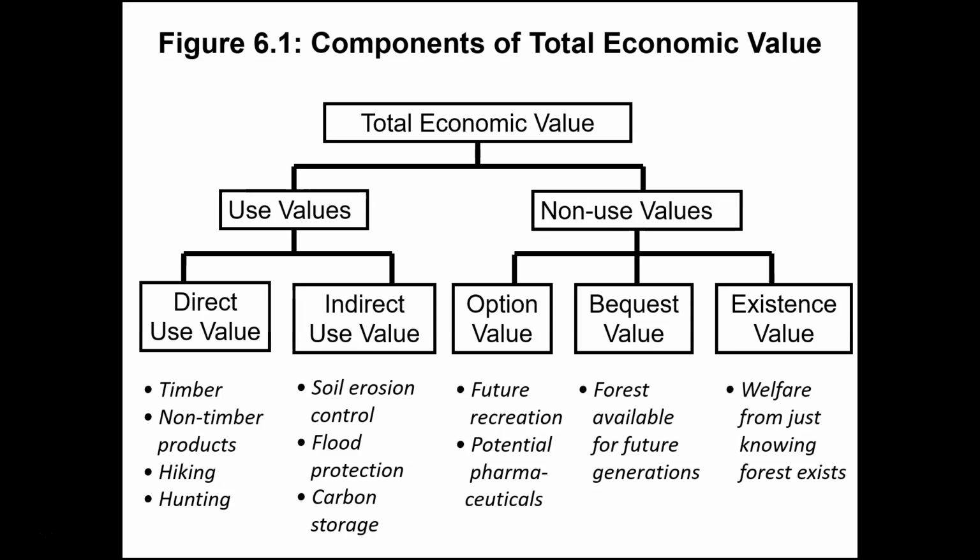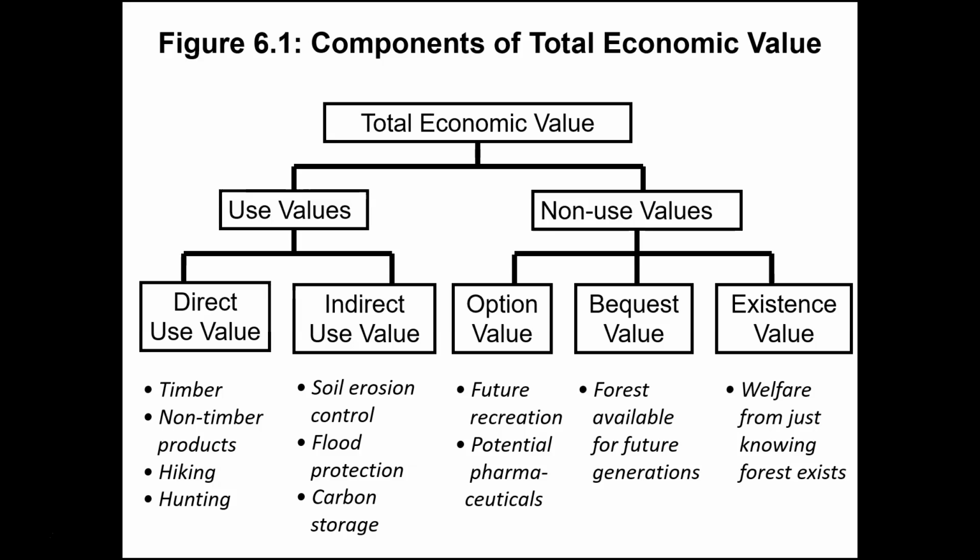So soil erosion control, flood protection, things like that, that are provided maybe by a forest or a wetland being near your house. In that sense you use the resource, but you didn't have to do anything actively to use it. So the value you get from that is an indirect use value. And then over on the non-use value side, you have what is the value of something just being there, whether you use it or not, right?